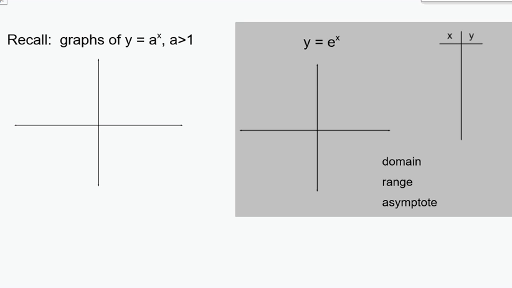Okay, remember from our last lesson when we were looking at the graph of exponential growth and decay? Here I'm looking at the graph of y equals a to the x, where a is greater than 1. That would be exponential growth. The base is greater than 1, so that would be something like y equals 2 to the x, y equals 3 to the x, and so on. Well, if e is approximately 2.718, that base is greater than 1, and so that graph will look just like our other exponential growth graphs.